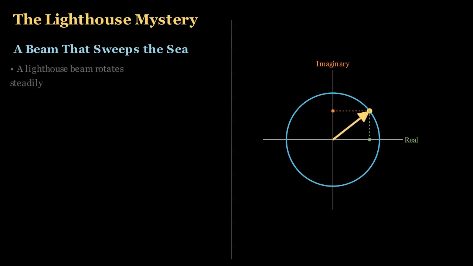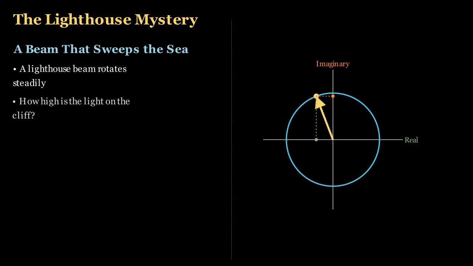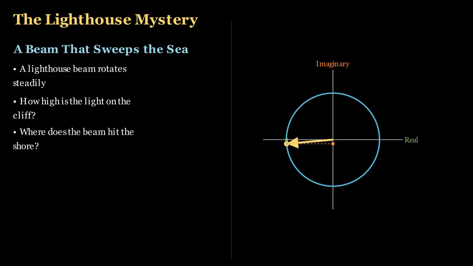Picture a lighthouse on a cliff. Its beam sweeps around at a steady speed. Can we predict exactly where that spot of light will land on the shore at any moment?